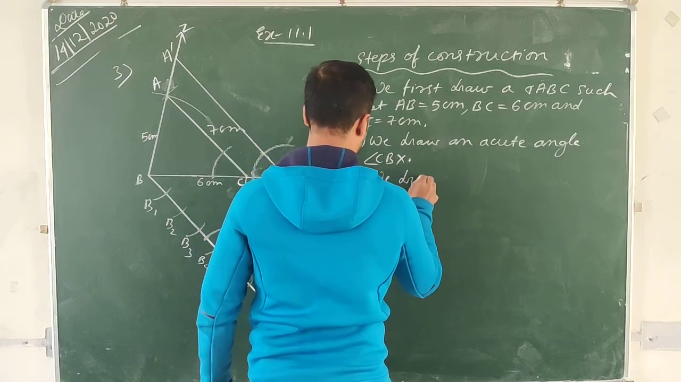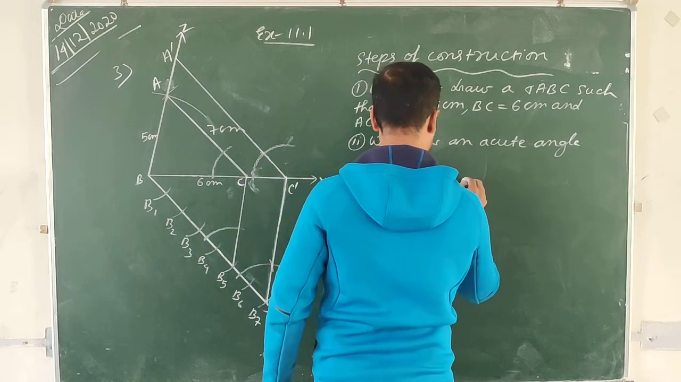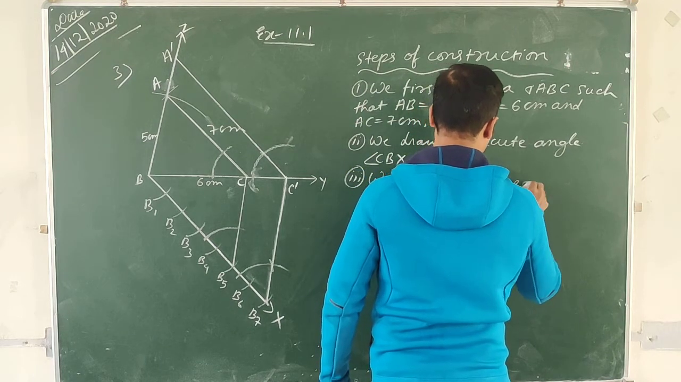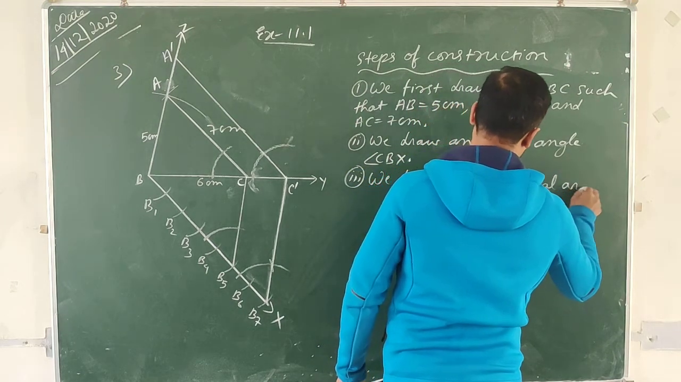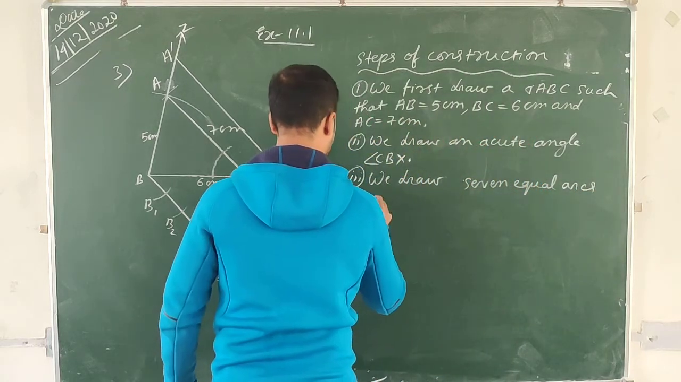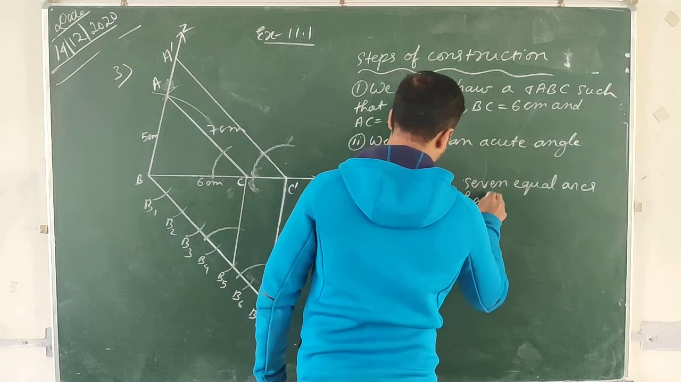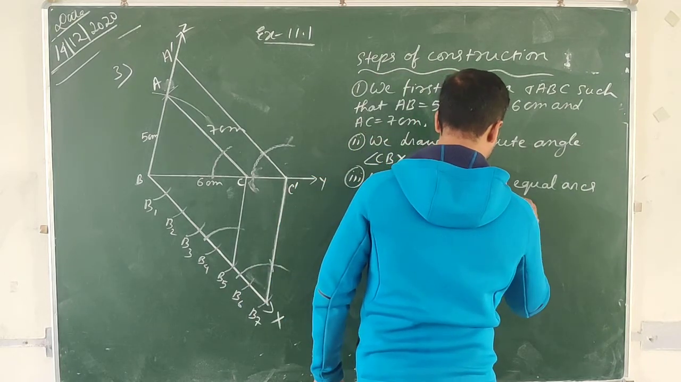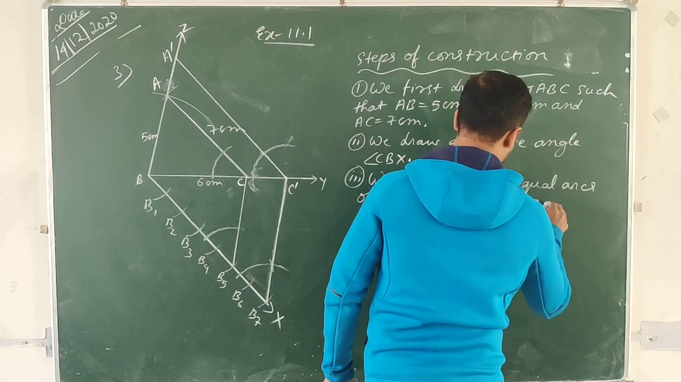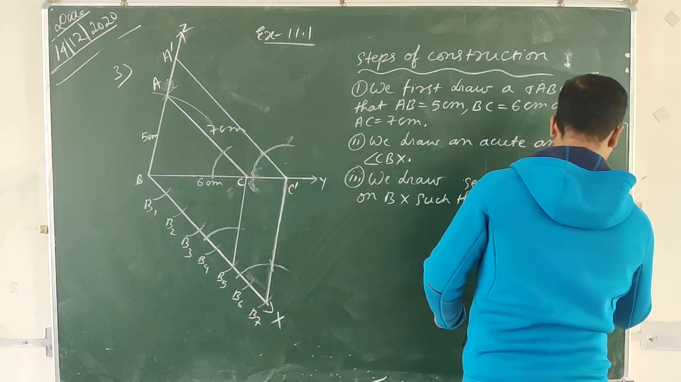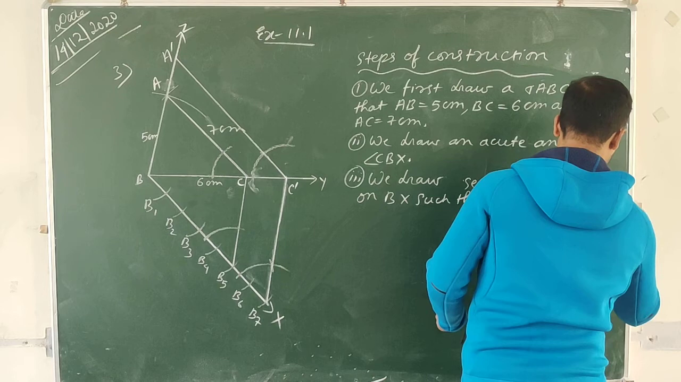We draw several equal arcs on BX such that B1 is equal to B2, B2 is equal to B6, B7.